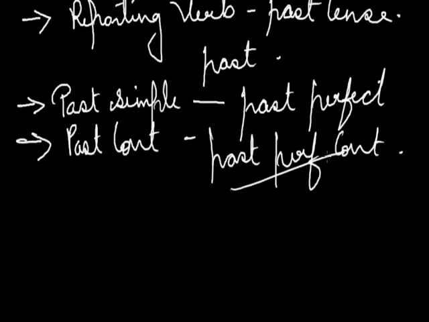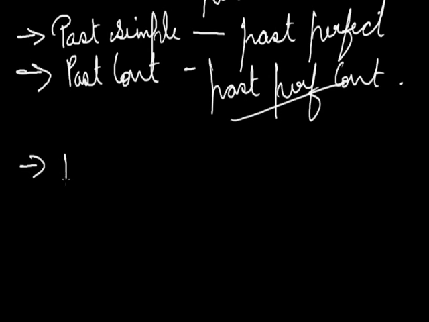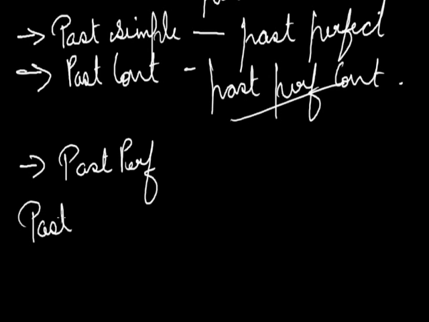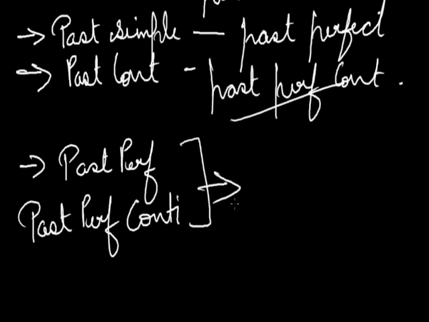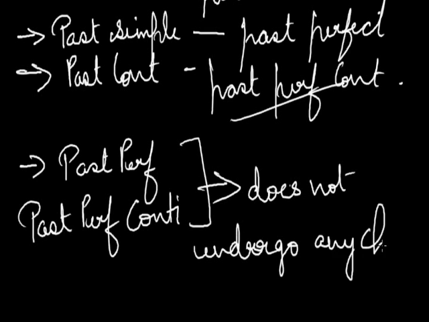Now, next is that if a sentence is in past perfect or past perfect continuous, then it does not undergo any change. For example, Deepika said, "The school had been planning to introduce religious education." "Had been planning" is past perfect continuous. It will not undergo any change. The answer will be the same: Deepika said that the school had been planning to introduce religious education.